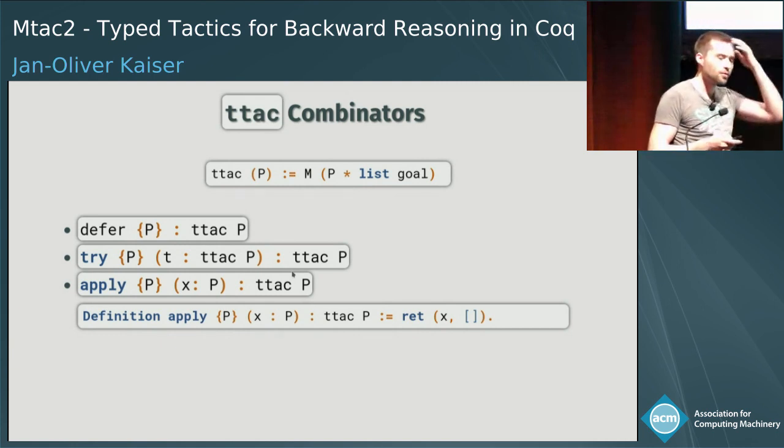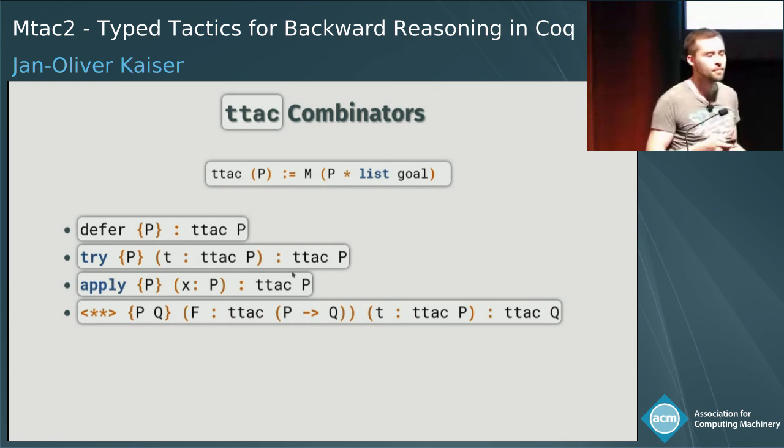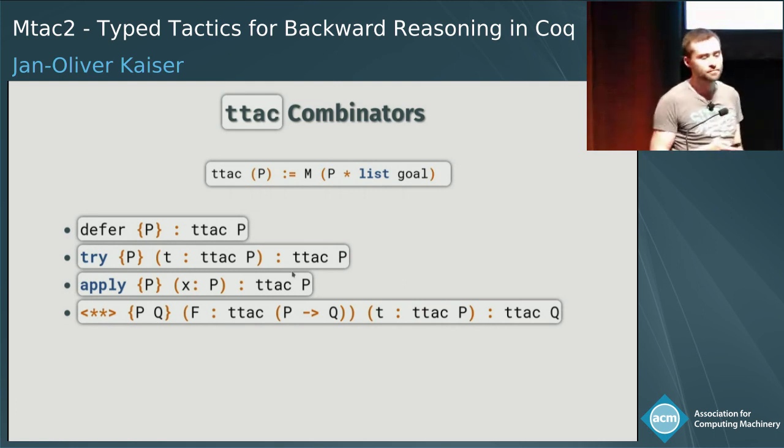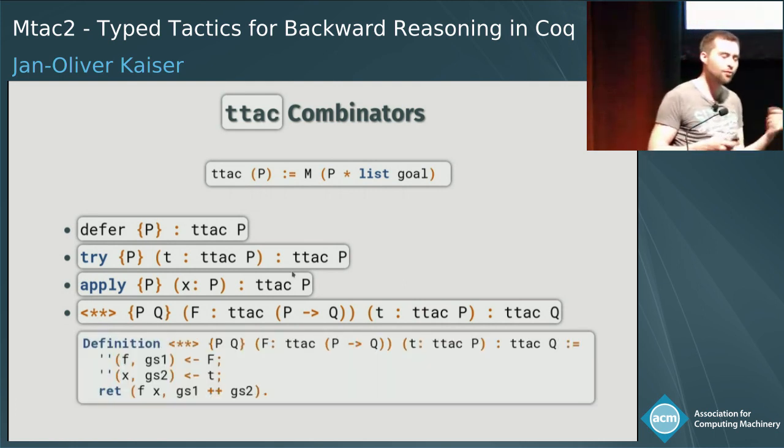And now, of course, you may wonder what happens if we don't already have a proof of P, but we have some implication, right? We have a lemma that takes some hypotheses. So for that, we go to the chaining operator. And the chaining operator takes a tactic that produces an implication from P to Q and a proof of P. And again, the implementation is sort of straightforward.